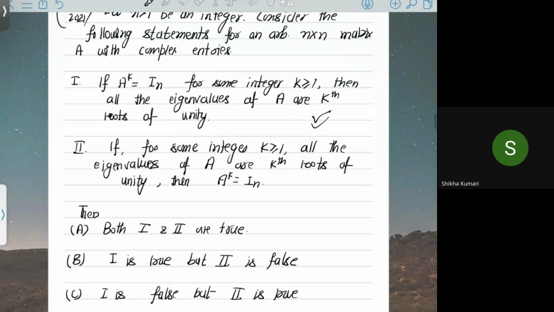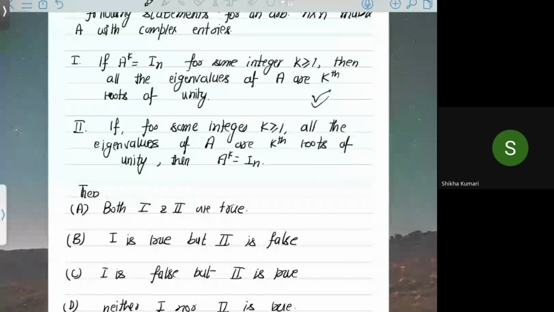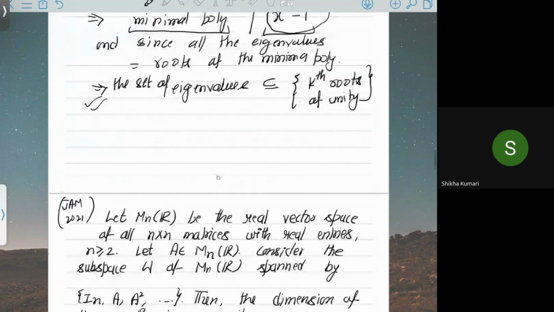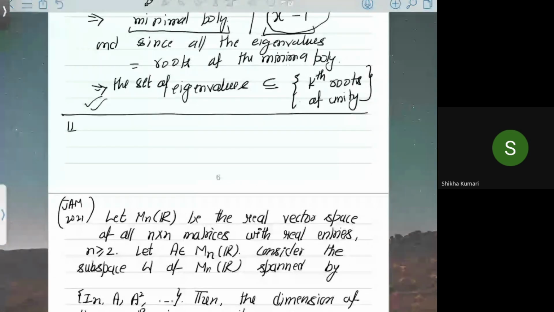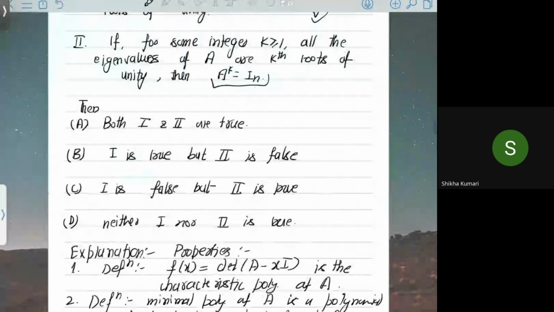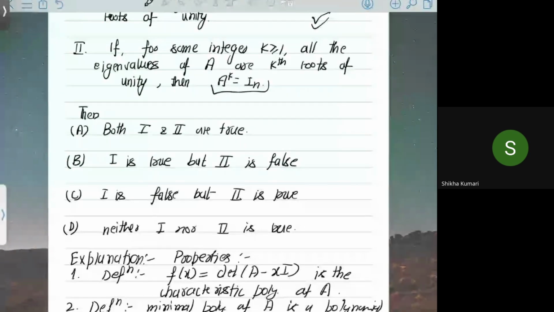Okay. So now let us look at statement B. If for some integer k greater than or equal to 1, all the eigenvalues are kth roots of unity, then this is satisfied. So for statement B, we are given that all the roots are just kth roots of unity. I think this second statement should not be correct. Can somebody suggest something for statement B, the second statement?